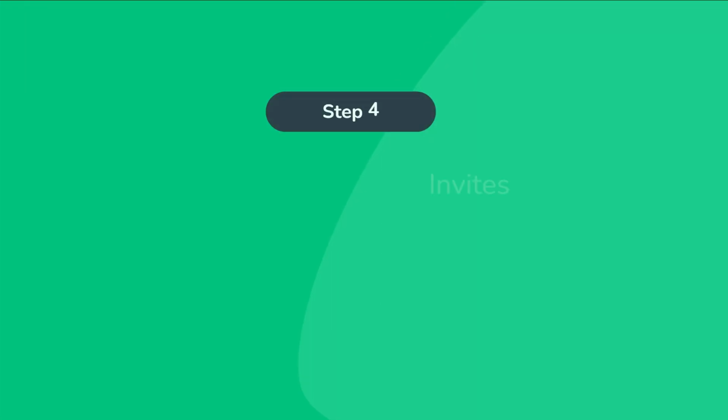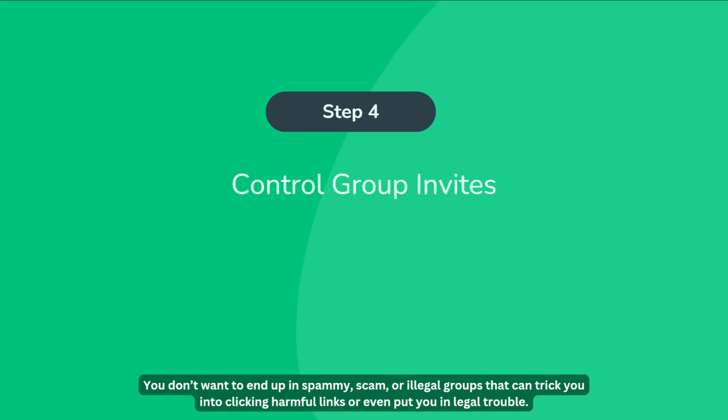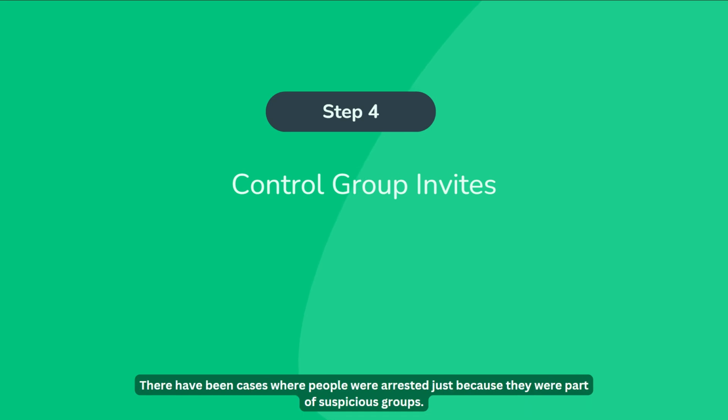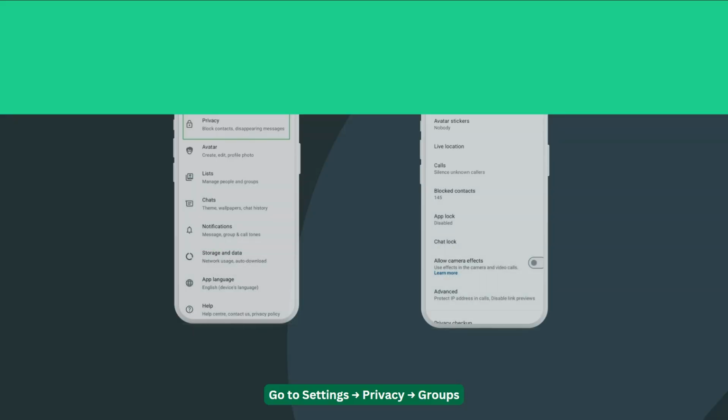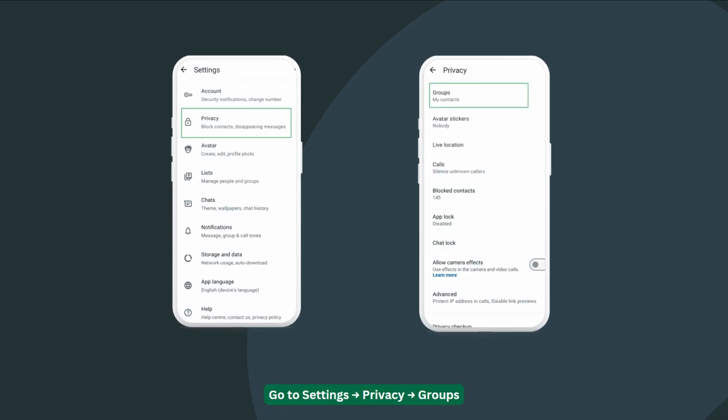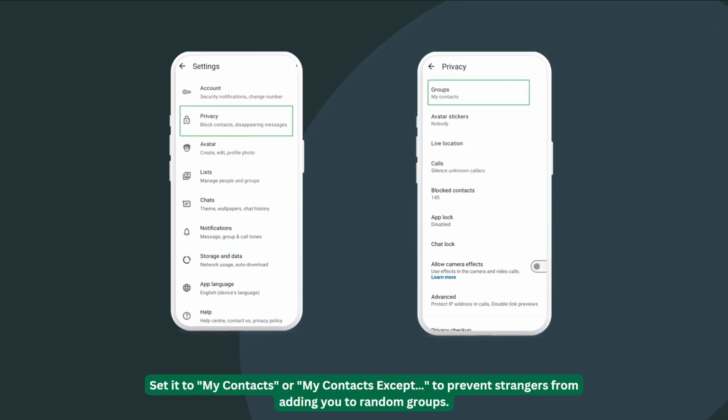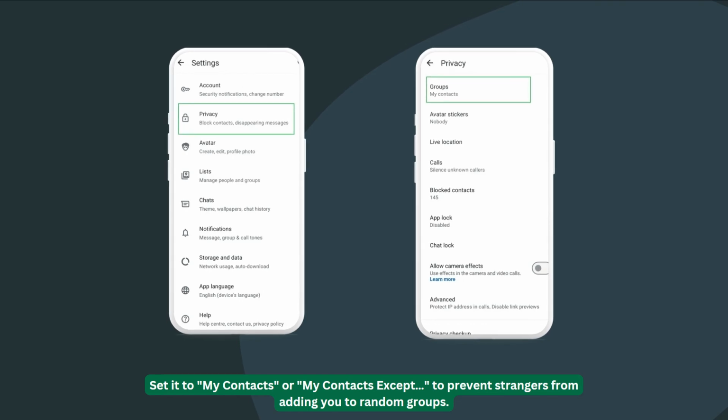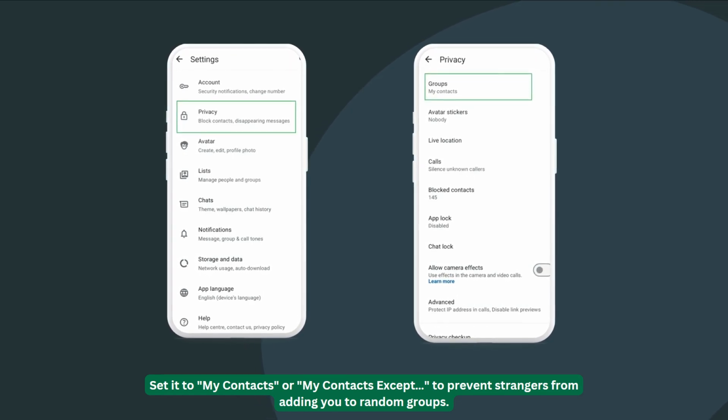Step 4. Control Group Invites. You don't want to end up in spammy, scam, or illegal groups that can trick you into clicking harmful links or even put you in legal trouble. There have been cases where people were arrested just because they were part of suspicious groups. Go to Settings, Privacy, Groups. Set it to My Contacts or My Contacts Except to prevent strangers from adding you to random groups.